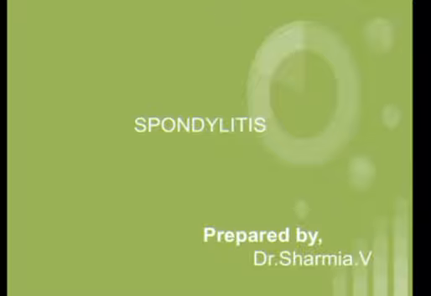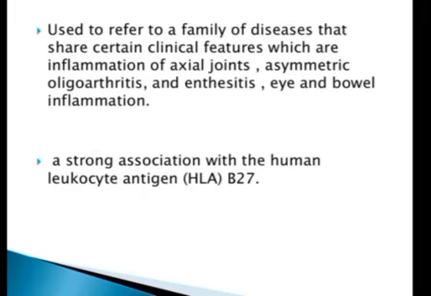In this video, we are going to see what is meant by spondylitis. Spondylitis is used for the family of diseases that share clinical features like inflammation of the axial joints, asymmetric arthritis, enthesitis, and bowel inflammation. It means inflammation of the joints, arthritis, with a strong association with the human leukocyte antigen B27.